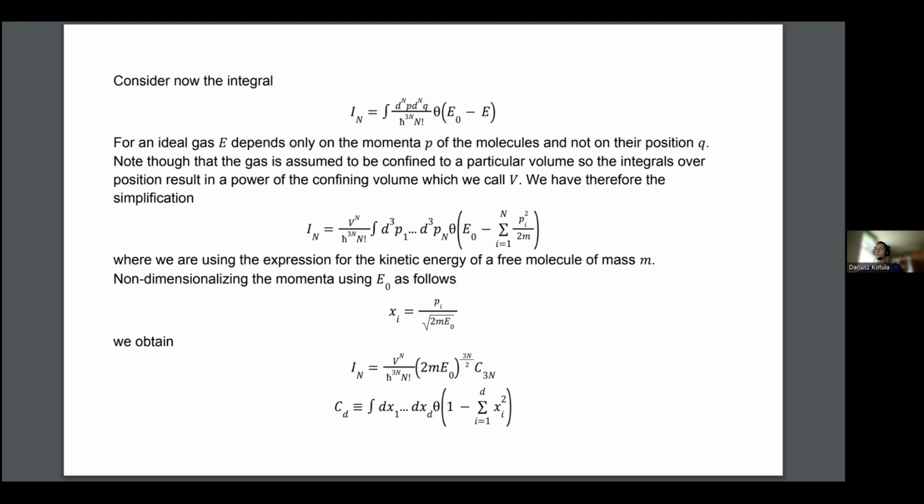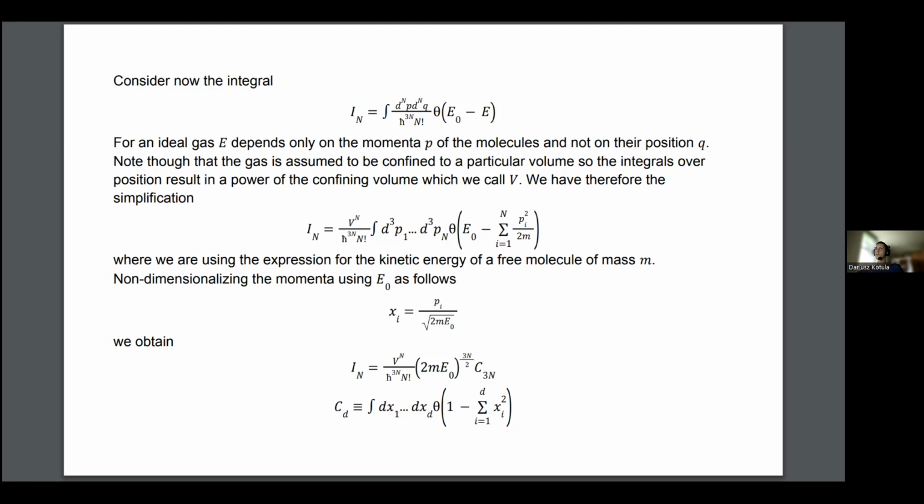We have, therefore, that In equals the volume V to the power of n divided by the reduced Planck constant to the power of 3n times the factorial of n times the integral of d^3 p1 up to d^3 pn times the Heaviside step function theta of the mean thermodynamic energy E0 minus the sum from i equals 1 to n of pi squared over 2m.